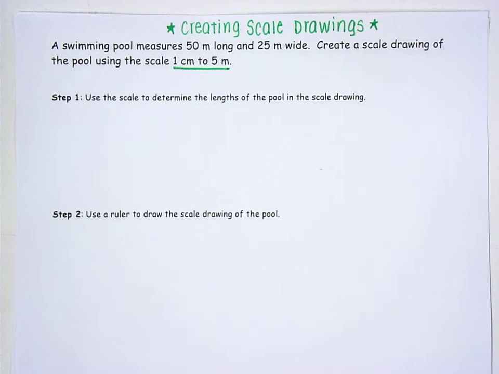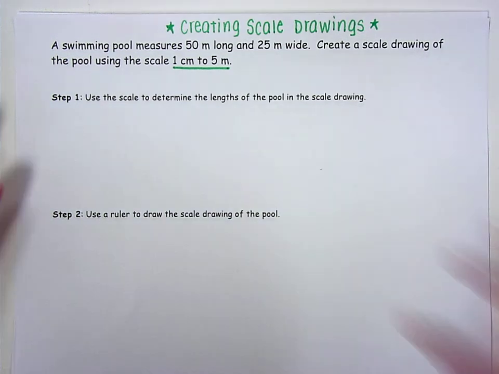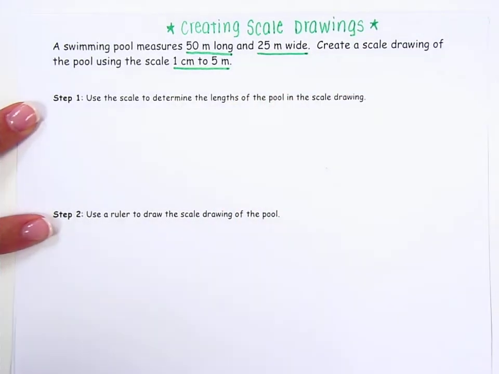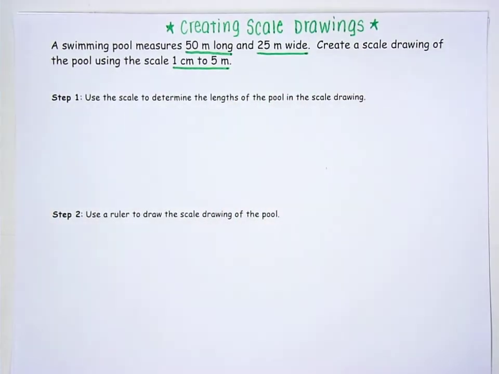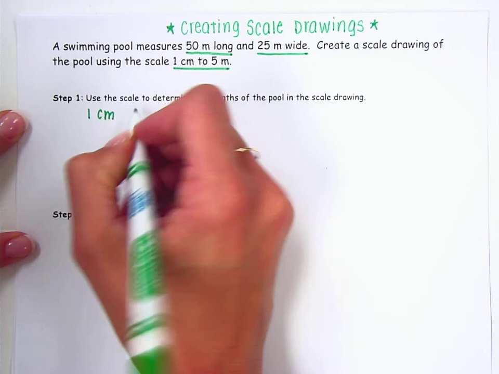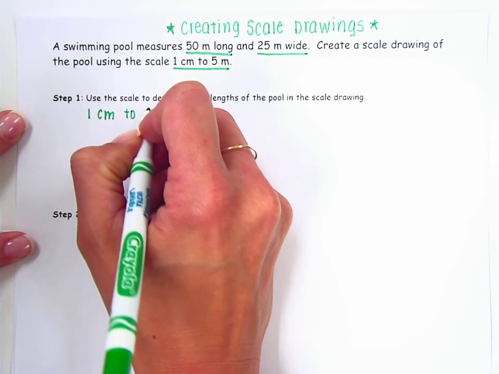So right now there's a couple of things that I can look at, but the very first thing that I need to do is to use the scale to determine the length of the pool in our scale drawing. So the lengths of my actual pool are 50 meters long and 25 meters wide. I can look at this a couple different ways. So first I can use that scale, 1 centimeter to 5 meters.